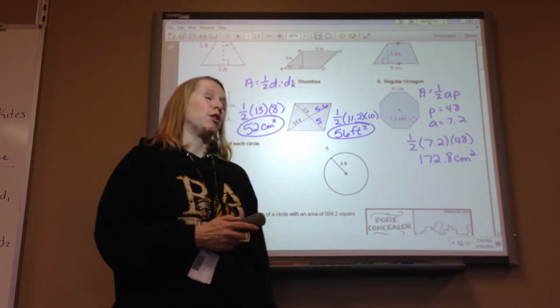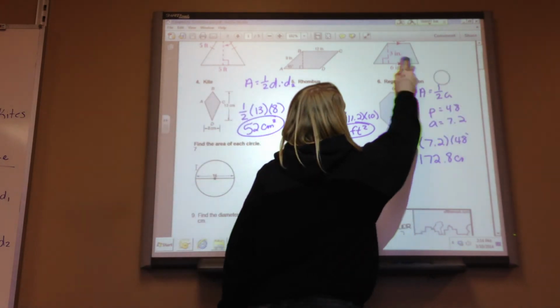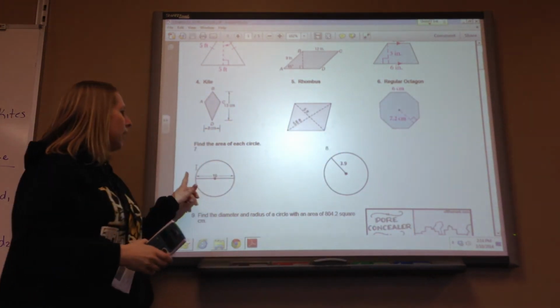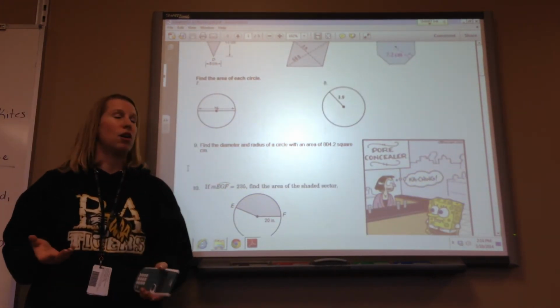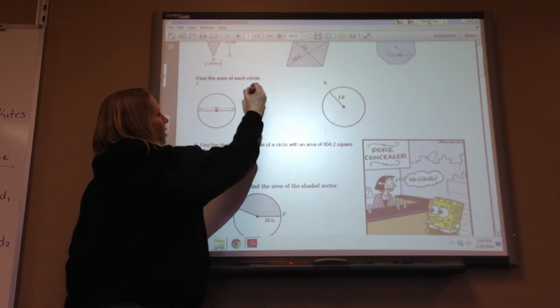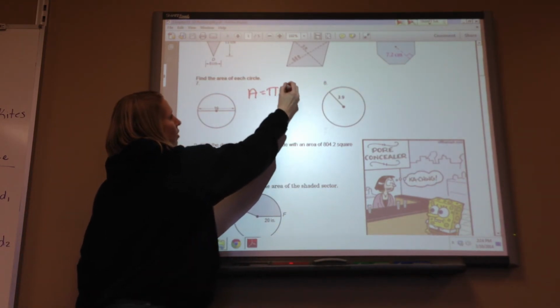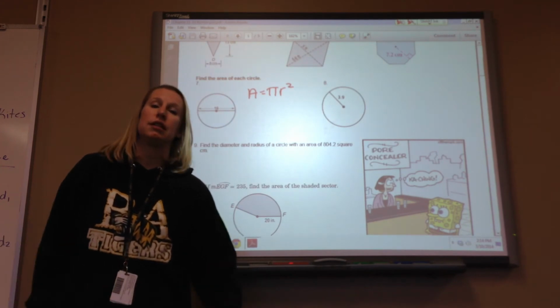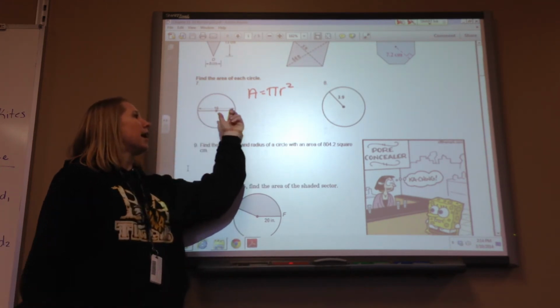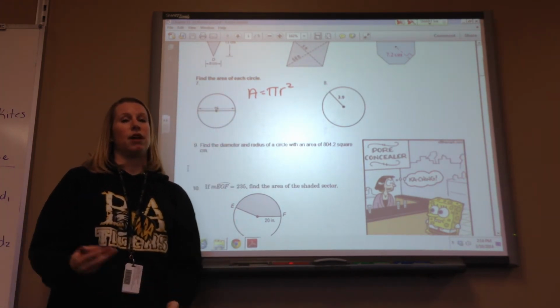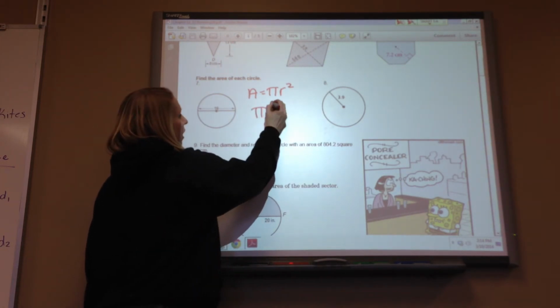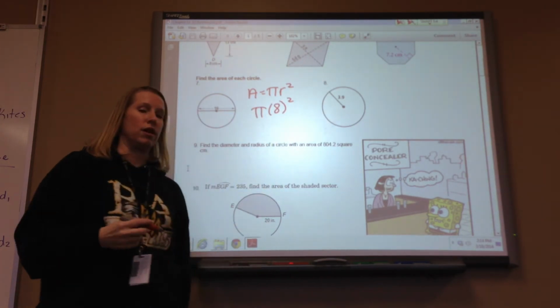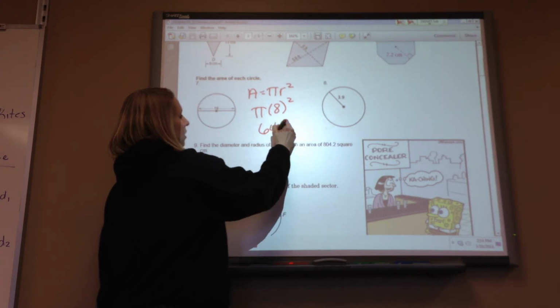Okay, so far so good. Let's go to circles. Area of a circle is pi r squared. So area is pi r squared. Make sure you use the radius, not the diameter. So the diameter is 16, meaning the radius will be 8. So pi 8 squared. 8 squared is 64. 64 pi.